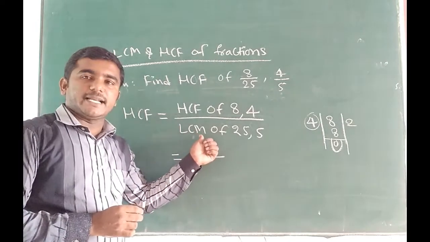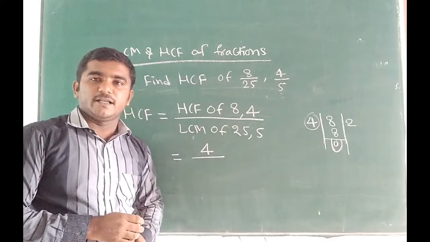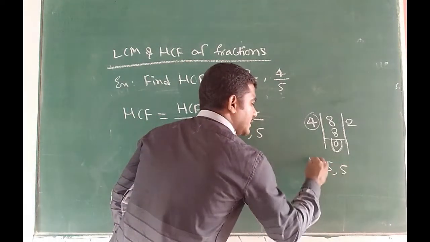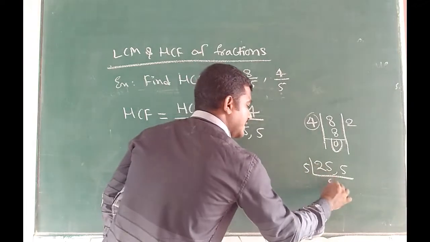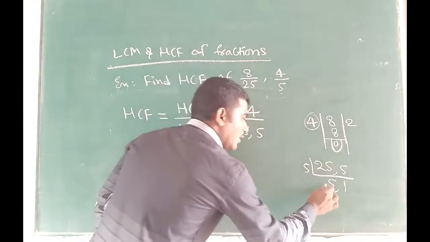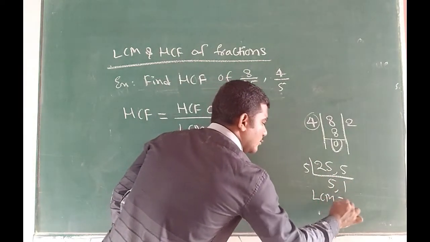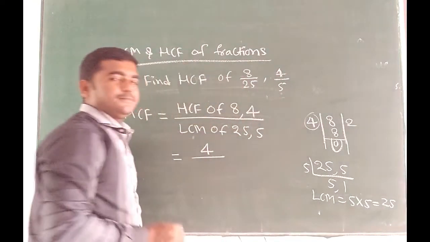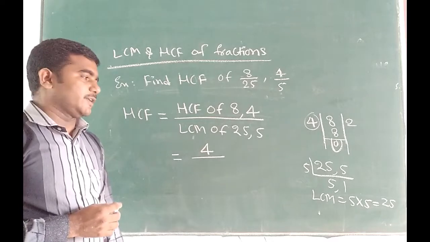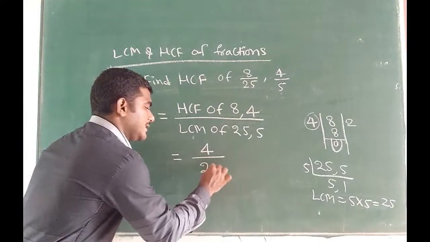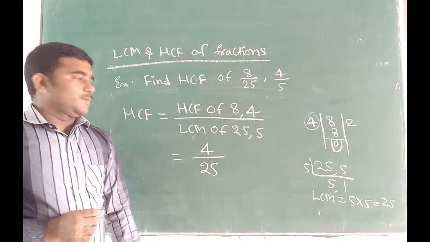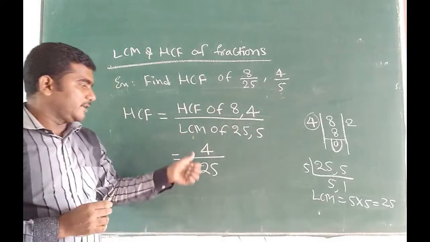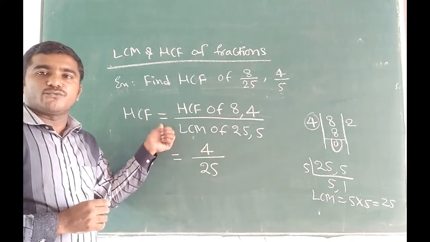Next, in the denominator, the LCM of 25 and 5. 25 comma 5. 5 5s are 25, 5 1s are 5. So 5 is already a prime number. LCM is equal to 5 into 5. 5 5s are 25. So the LCM is 25. Now what is the HCF of 8 by 25 and 4 by 5? It is 4 by 25.